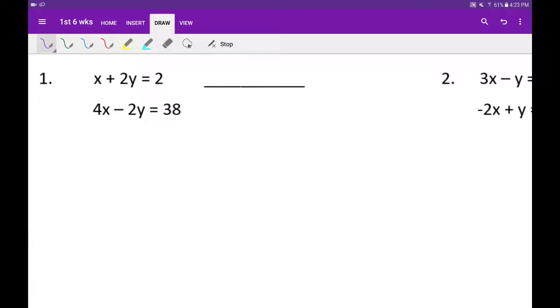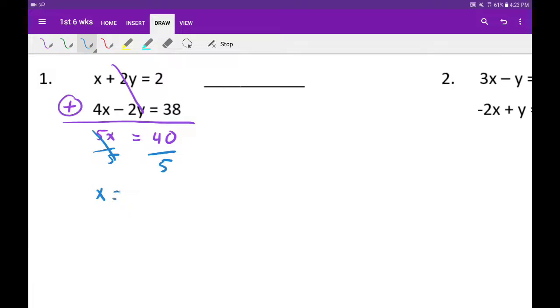Okay, and the next step is to actually combine them. So like I said, treat them like a big addition problem. x plus 4x is 5x. The 2y and the negative 2y are going to cancel. And then this is going to equal 40. Then divide both sides by 5. And then we get x equal to 8.